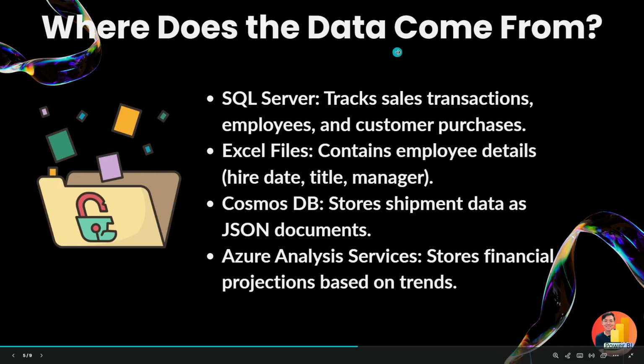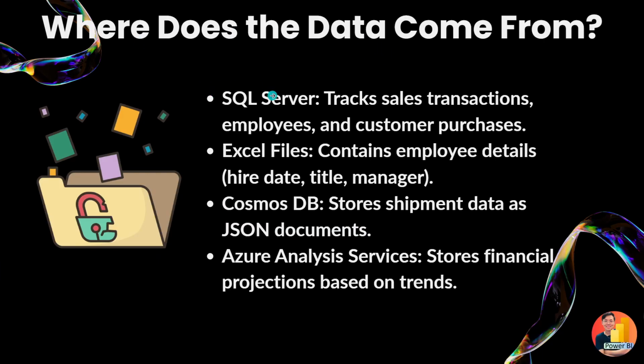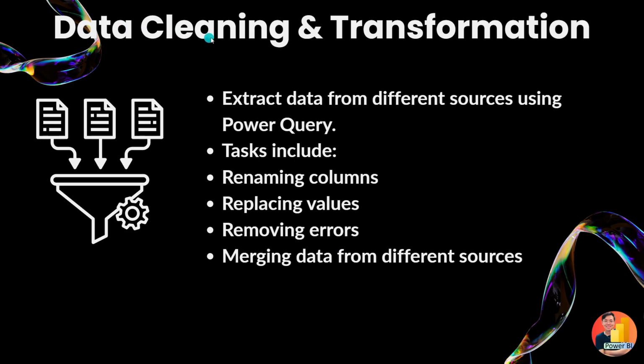Where does the data come from? The data can come from SQL Server, which tracks sales transactions, employees, and customer purchases. These are a few examples. Excel files contain employee details, such as hiring date, title, and manager, for example. If the data is not readily accessible in SQL, you might want to create one in Excel files. For example, Cosmos DB stores shipment data as JSON documents. Azure Analysis Services stores financial projections based on trends, things like that.